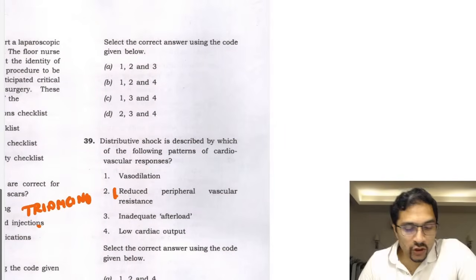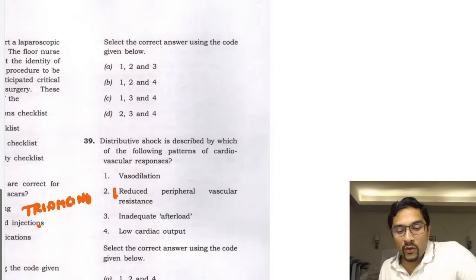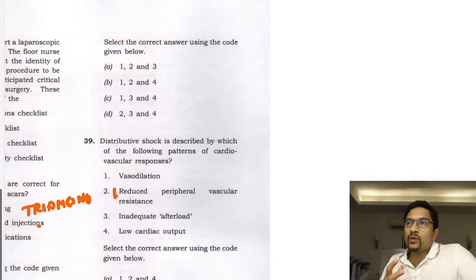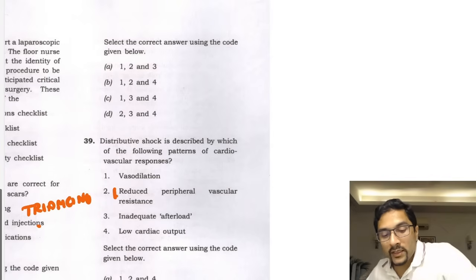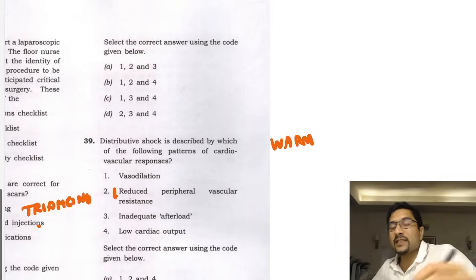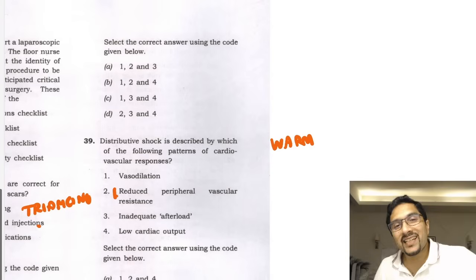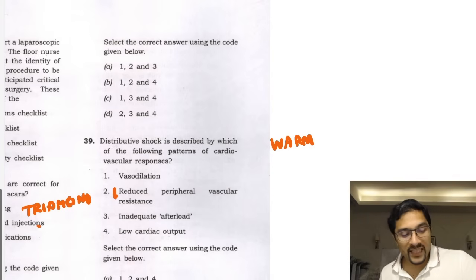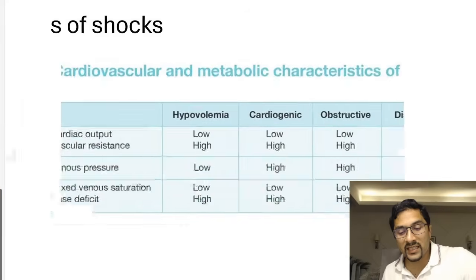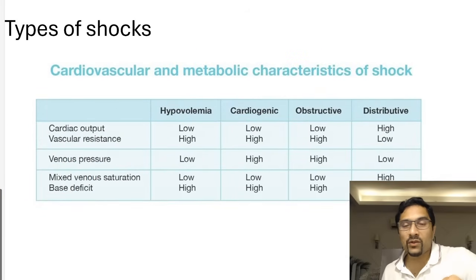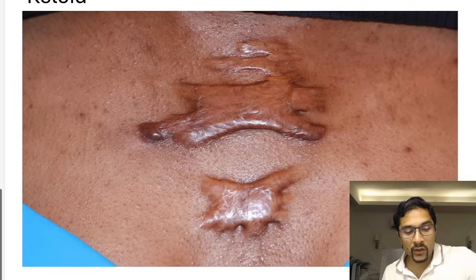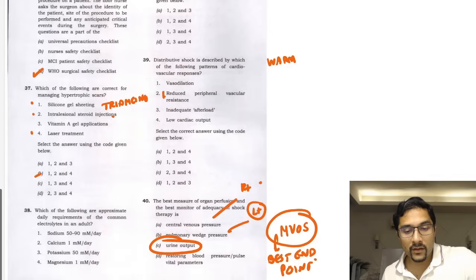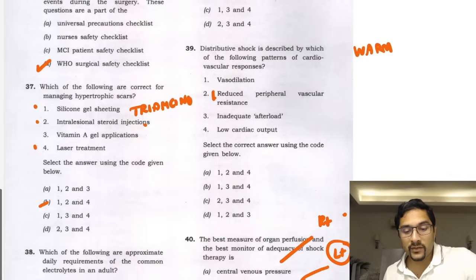Another question from shock, this is the last one. Distributive shock, which of the following patterns would be there? Now we know distributive shock is a type of shock, warm shock, right? So first of all, it's a warm shock in which there is peripheral vasodilation. Now we know that when there is peripheral vasodilation in these patients, then what is going to happen? The cardiac output, right? So cardiac output in these patients will ultimately suffer, right?